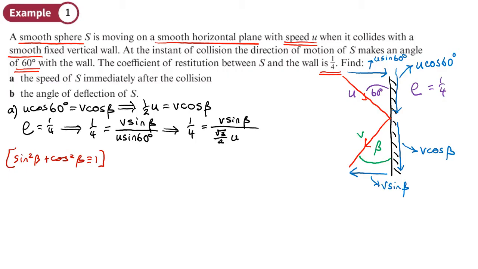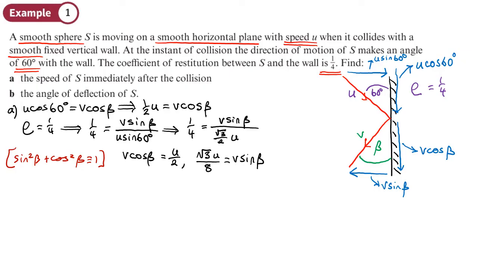So using sine squared beta plus cos squared beta, the first equation I've got is that v cos beta equals u/2, and then the second equation, if I multiply both sides by this, I'll have √3/8 u. Okay, so let's write that down. So that'll be √3u/8 equals v sine beta.